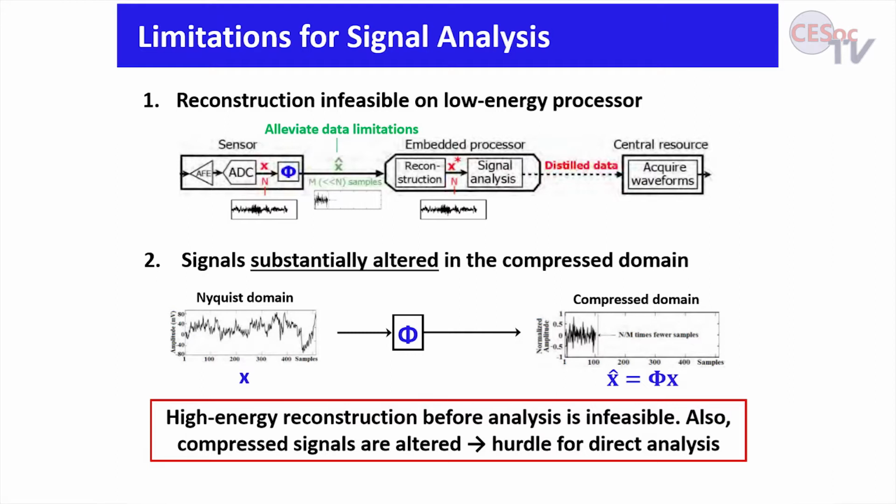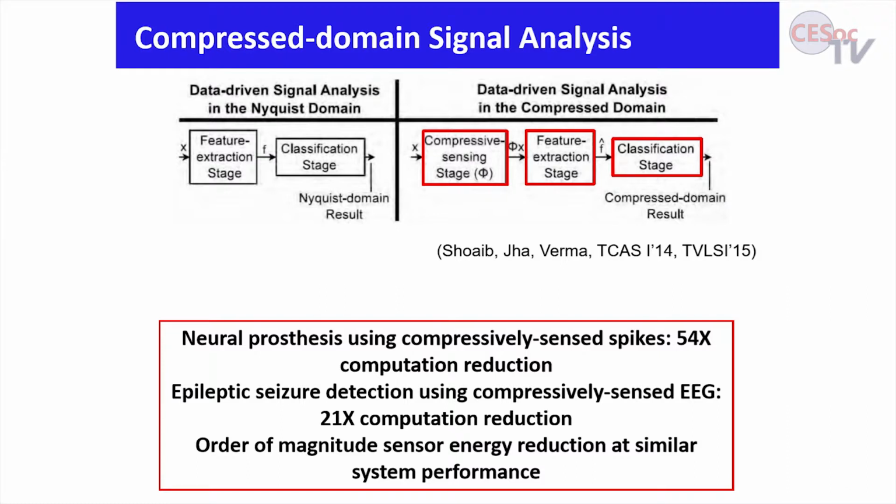And another bottleneck that we faced earlier was that when you've compressed the signal, it looks something like this, and your traditional Nyquist domain signal processing algorithms no longer work. So how do you process these signals? That was also a concern. So there is now a solution where you don't have to reconstruct, and you can do inference, both feature extraction and classification, in the compressed domain itself.